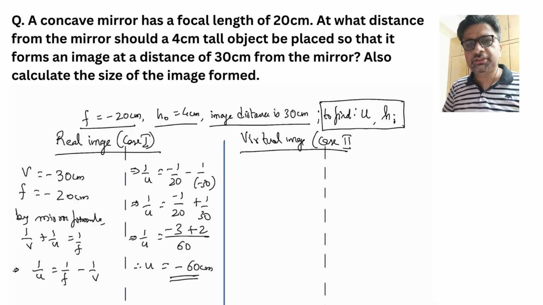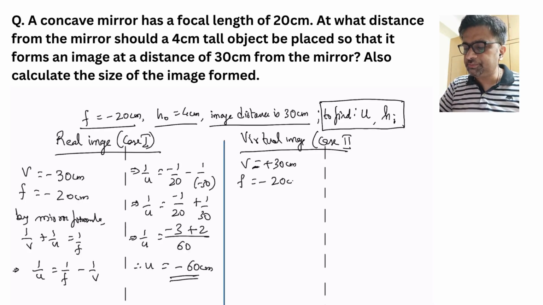We will review this in a while after we have completed the second part of the case, which is case 2, virtual image. Now for the virtual image we would have v is equal to plus 30 centimeters, because in the case of concave mirror, when the image formed is virtual, by sign convention image distance is plus 30 centimeter. So now the focal length will be minus 20 centimeters irrespective of what. And now let's find by mirror formula. Let us apply the formula.